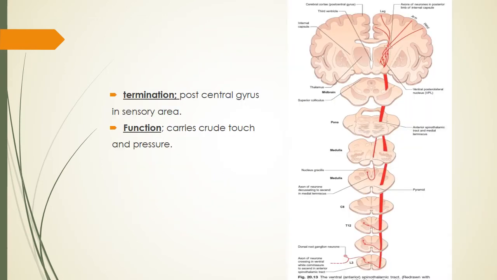Now in this diagram you can see the pathway of the anterior spinothalamic tract. After the fibers enter through the dorsal root ganglion in the posterior gray column, they cross obliquely to the opposite side and then ascend in the anterior white column. They pass through the spinal cord and the lower part of the medulla oblongata. In the upper part of the medulla they are joined by the lateral spinothalamic and spinotectal tracts to form the spinal lemniscus. Then it passes through the pons and midbrain and finally terminates in the VPL nucleus of the thalamus.